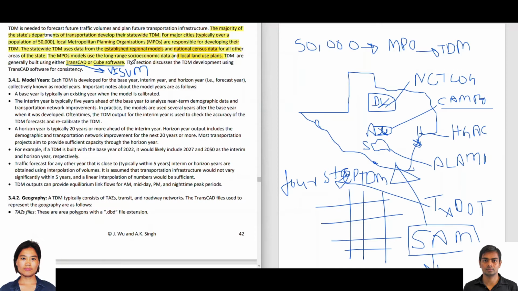In this book, in this video series, we will use TransCAD for the travel demand model, for consistency. We will use the file format and the structure of the TransCAD software, just for simplicity. That does not mean one software is preferred over another. It's just for consistency that we will use TransCAD here.